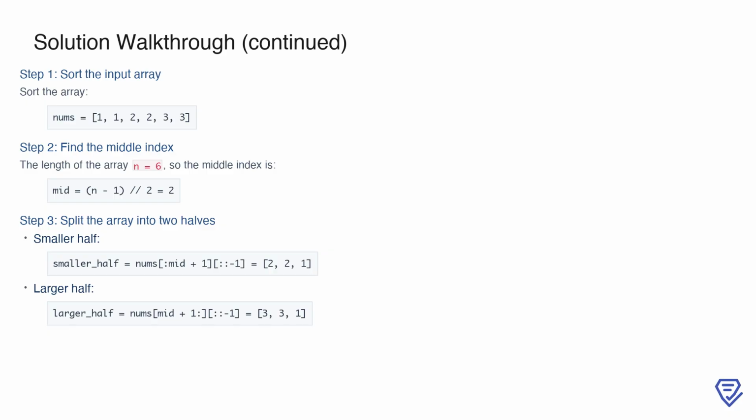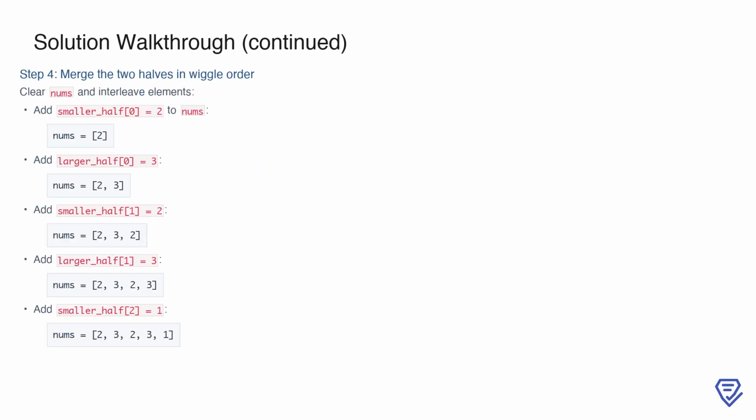Now, we split the sorted array into two halves. The smaller half consists of the first three elements, reversed, which gives us 2, 2, 1. The larger half contains the last three elements, also reversed, resulting in 3, 3, 1. Now, we merge the two halves into a wiggle order.